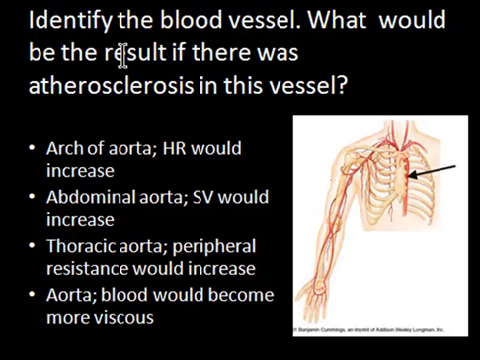So first, the blood vessel that you're looking at, notice this vessel here. This is the thoracic aorta. This is the thoracic region, so this is the thoracic aorta. So let's look at the choices right here. Arch of aorta, so naturally it's not this one. Abdominal aorta, no. The abdominal aorta would be way down here in the abdomen, and we saw one of the previous slides which had that.